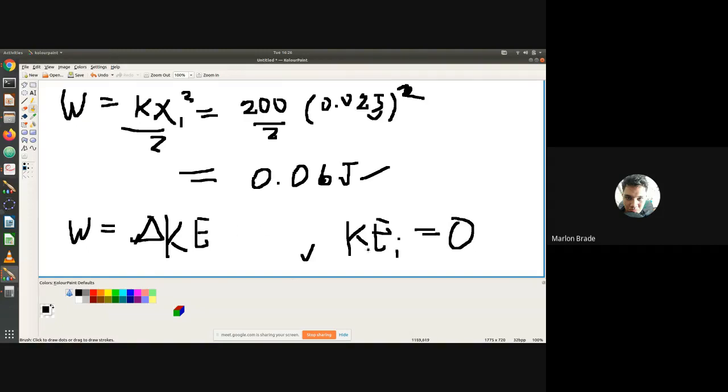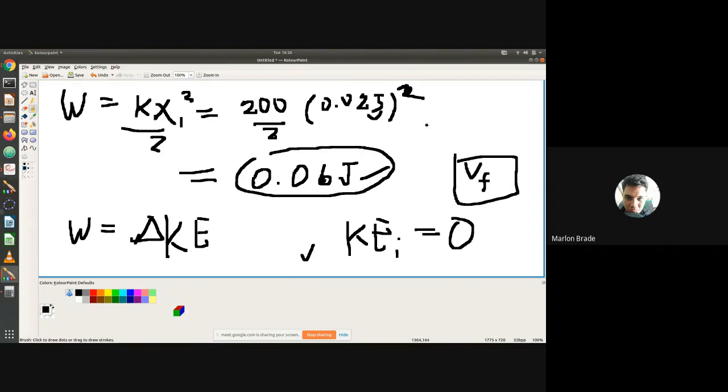Then you can solve for the final velocity. Right? You can solve for vf because you know the work is 0.06 joules. So you just evaluate and get vf. Okay? You know that, right? Yes, sir. It's easy. It's just algebra.